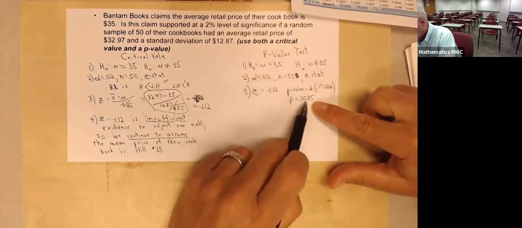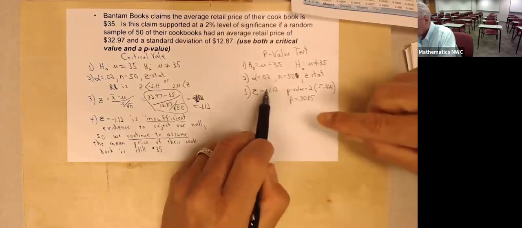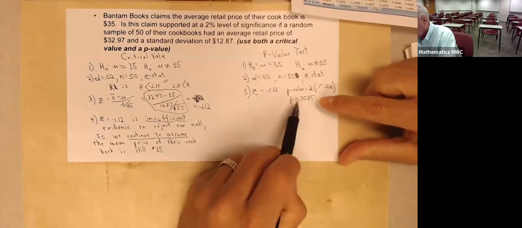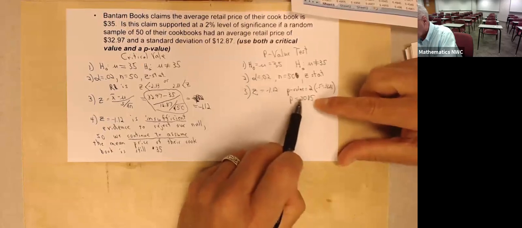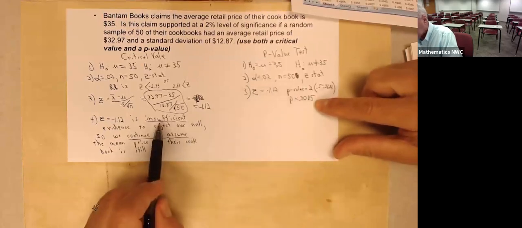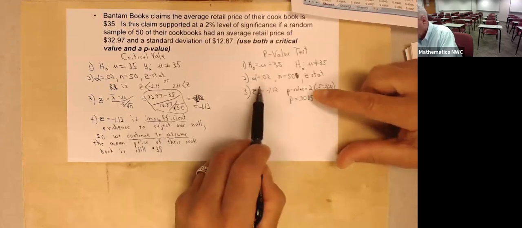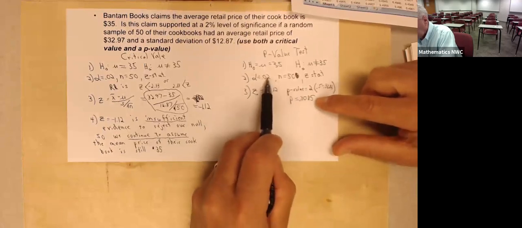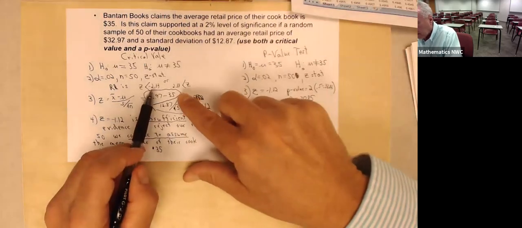If this p-value is less than the alpha, it means I have sufficient evidence to reject the 35. If this p-value is not less than alpha, which it's not in this case, then I have insufficient evidence. It's going to be the exact same conclusion that I had over here. It's just that here we're looking at the probability compared to alpha. Here we're looking at the z-score compared to the rejection region.